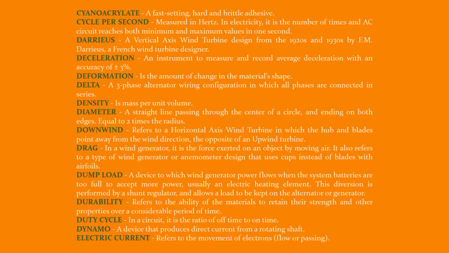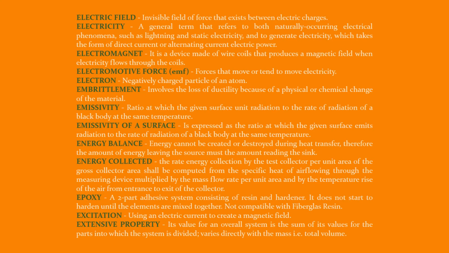Durability refers to the ability of the materials to retain their strength and other properties over a considerable period of time. Duty cycle. In a circuit, it is the ratio of off time to on time. Dynamo. A device that produces direct current from a rotating shaft. Electric current refers to the movement of electrons, flow or passing. Electric field. Invisible field of force that exists between electric charges.